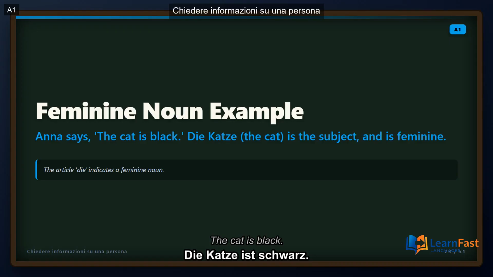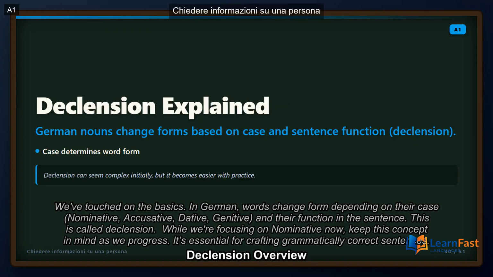Die Katze ist schwarz. We've touched on the basics. In German, words change form depending on their case: nominative, accusative, dative, genitive, and their function in the sentence. This is called declension. While we're focusing on nominative now, keep this concept in mind as we progress. It's essential for crafting grammatically correct sentences.